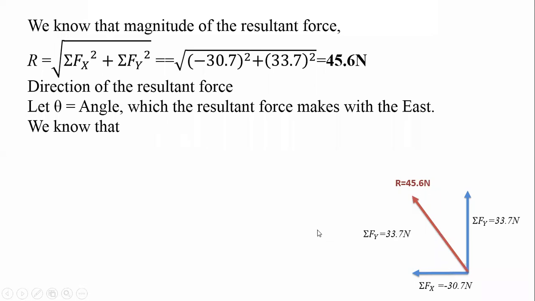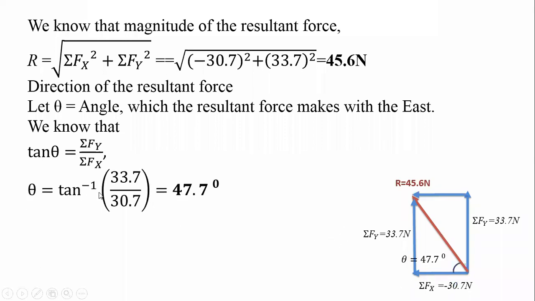Now this force R makes an angle theta with the horizontal, which we have to find out. To find this, we draw this parallelogram, and as we know that this side and this side are equal, that's why this summation Fy and this summation Fy value are the same. Here, angle theta is opposite side upon adjacent side, so tan theta is equal to summation Fy upon summation Fx. From this we get theta as tan inverse of 33.7 divided by 30.7.